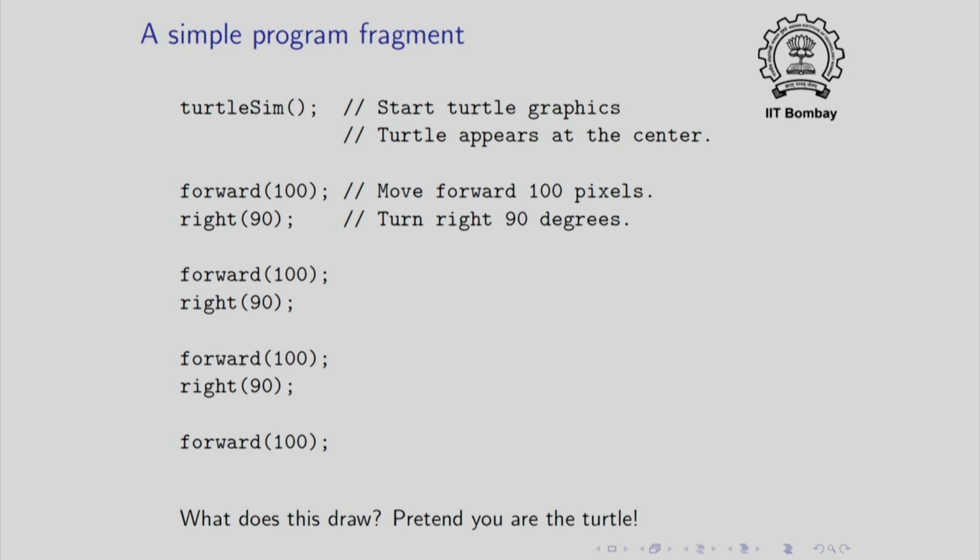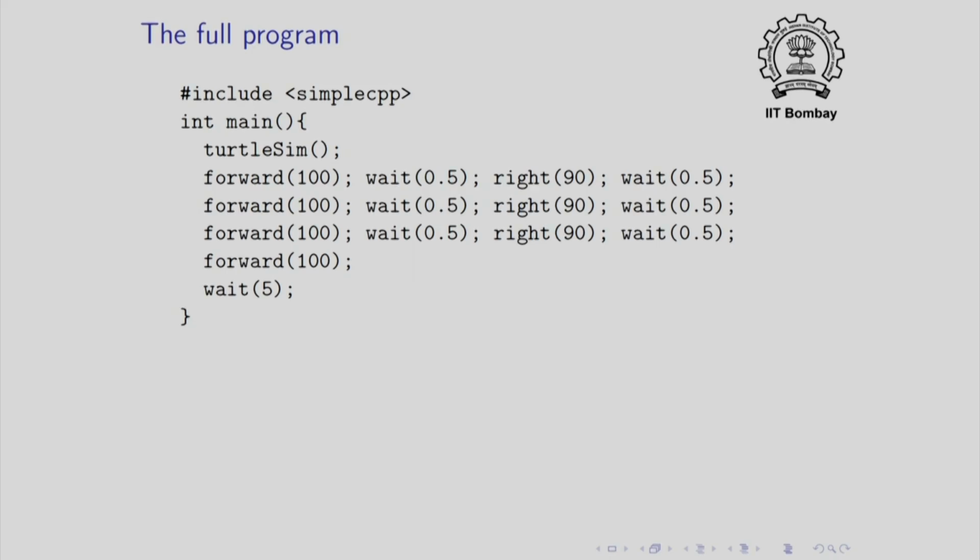Can you guess what this draws? The simplest way to guess is to pretend that you are the turtle and maybe walk forward or turn as you execute the commands. If you guess correctly, and I am sure you will observe that this is going to be a square. The full program that I am going to show you running is actually slightly different. So let me show that to you now.